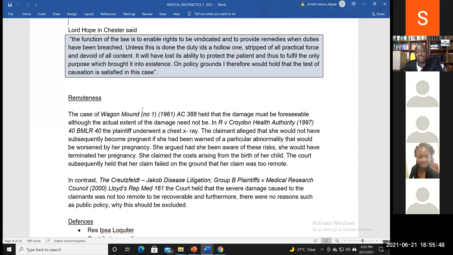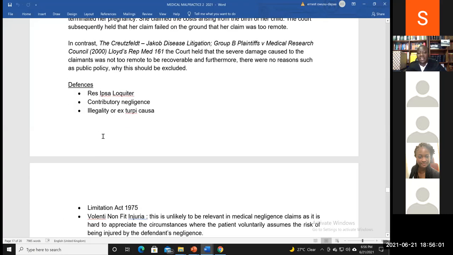So as I said, this is no different from what you know from the general law of torts. And of course, in terms of defenses, all the things that we know, res ipsa loquitur, contributory negligence, illegality, and ex turpi causa, as we know from the general law of tort, they are applicable mutatis mutandis, and especially volenti non fit injuria. They are all applicable. And because we have learned this in the general law of tort, and because of time, I will not belabor the points.